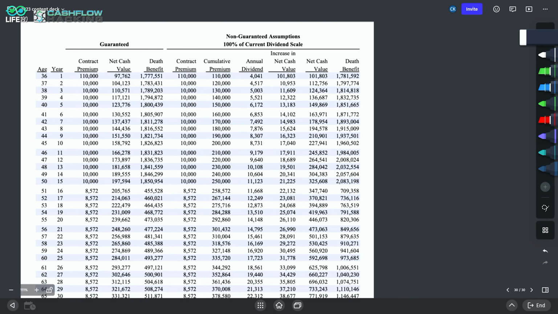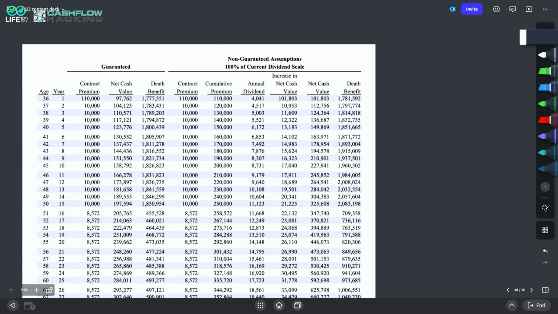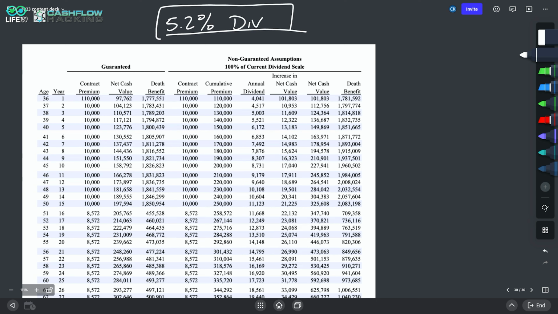I've got this here not to get into super amounts of detail, but just to talk about what this is. What we have here is a company that has a 5.2% dividend rate. But remember, that is a gross dividend rate, not a net dividend rate. That is the gross dividend rate before all expenses, mortality charges, and all these different things go into it.